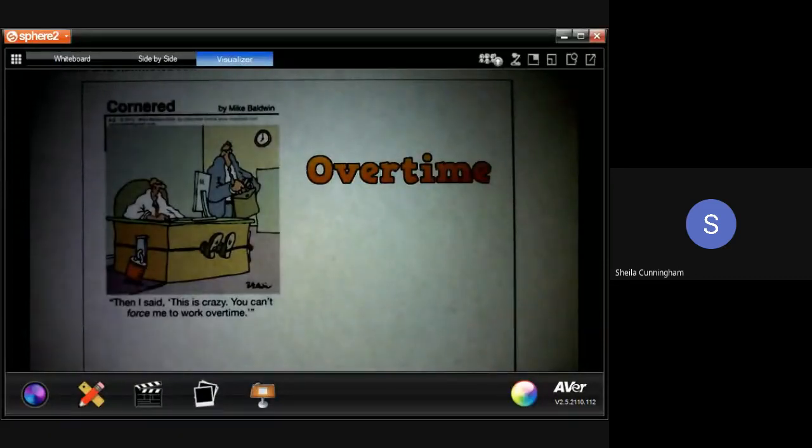So this lesson is all about overtime. Sometimes you work a job and you have your regular hours, and if you work beyond your set regular hours, you get paid overtime. So you're making more money than what you would normally make per hour.